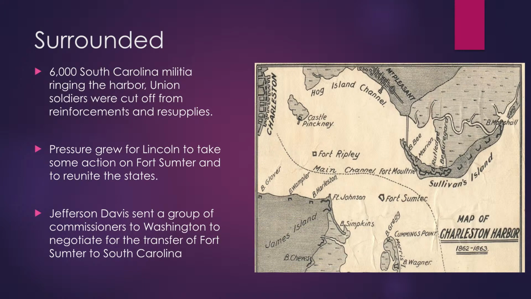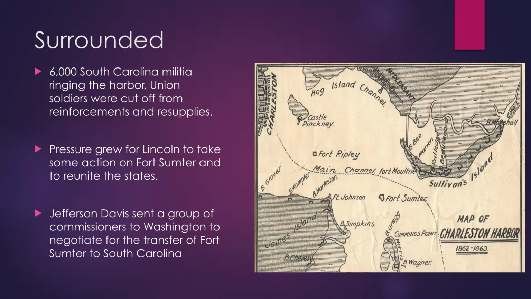In February of 1861, Jefferson Davis was inaugurated as the provisional president of the Confederate States of America in Montgomery, Alabama. On March 4th of that same year, 1861, Abraham Lincoln took his oath of office as president of the Union in Washington, D.C. The fate of Fort Sumter lay in the hands of these two leaders. Pressure grew for Lincoln to take some sort of action on Fort Sumter and to reunite the states.